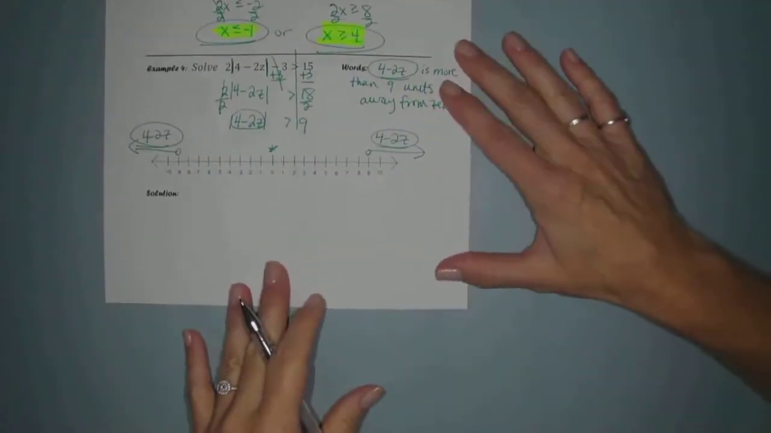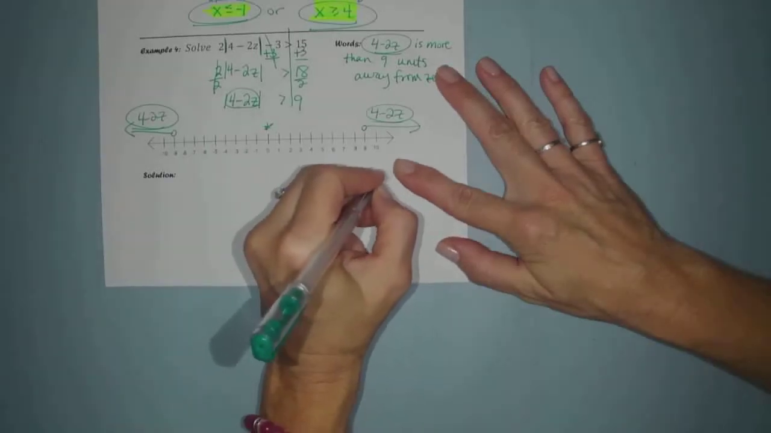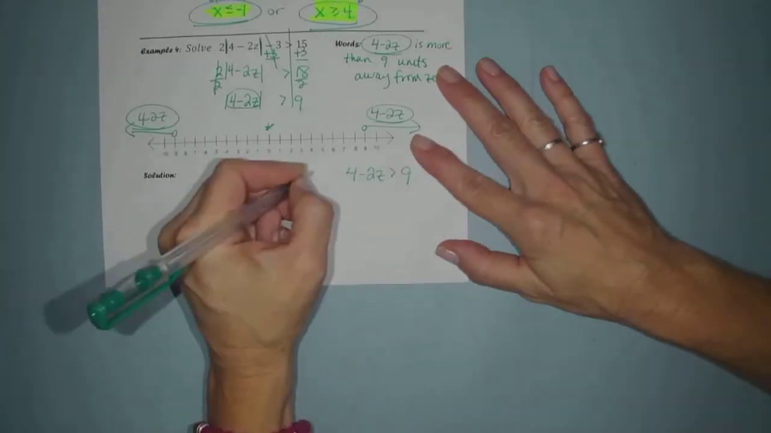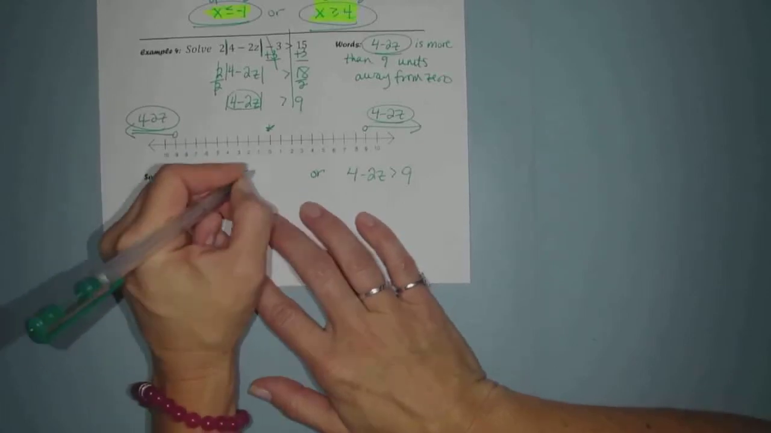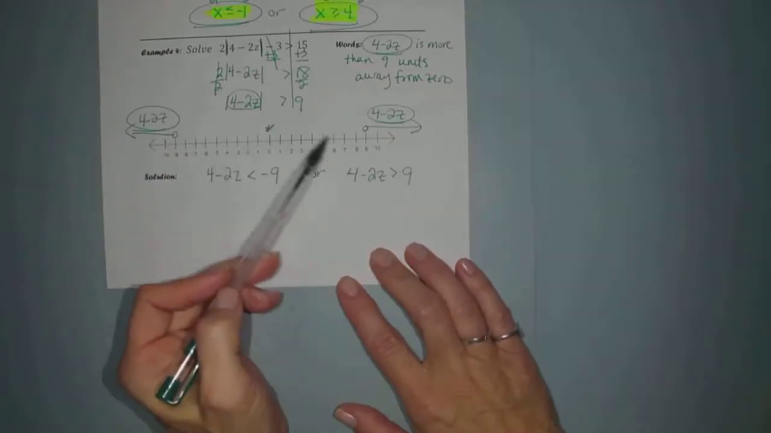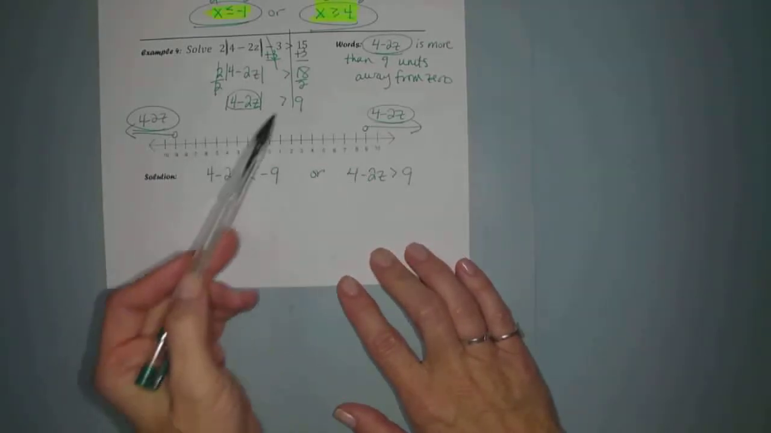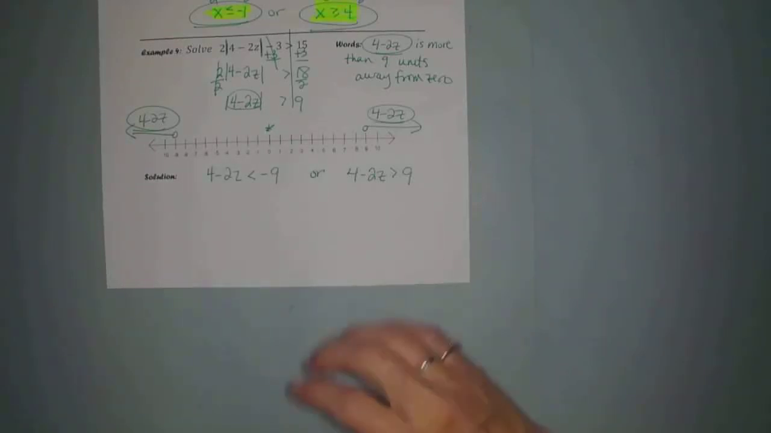So let's set those inequalities up. This side is telling me that 4 minus 2z is bigger than 9, or this side is telling me that 4 minus 2z is less than negative 9. So you see, we brought it down and we flipped, bring it down and flip, these two flip. Now we just solve it.